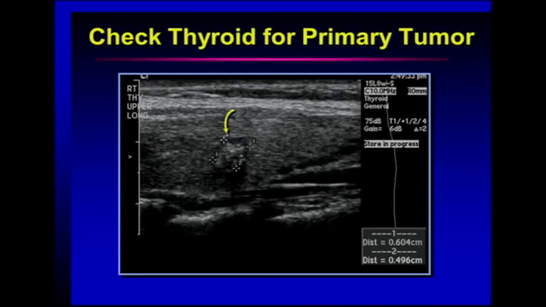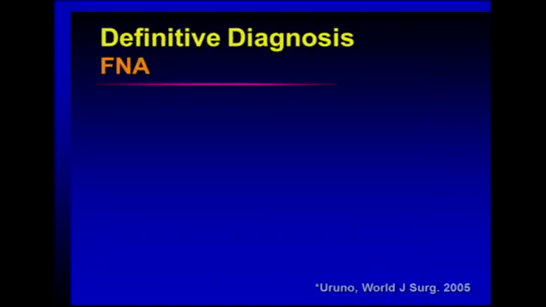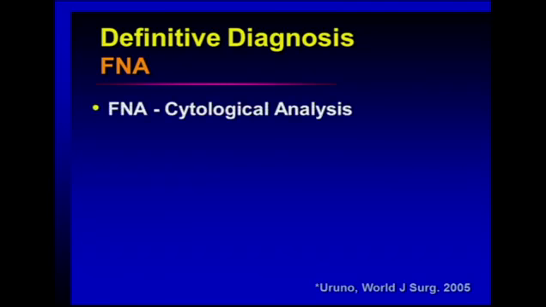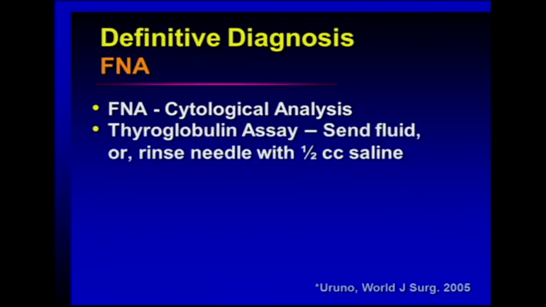Secondly, one can look within the thyroid gland and often will find the primary tumor, in this case a small 6 millimeter mass with internal microcalcifications. A third thing one can do is fine needle aspiration of the mass. It can be sent for cytologic analysis, or more importantly, sent for thyroglobulin assay.